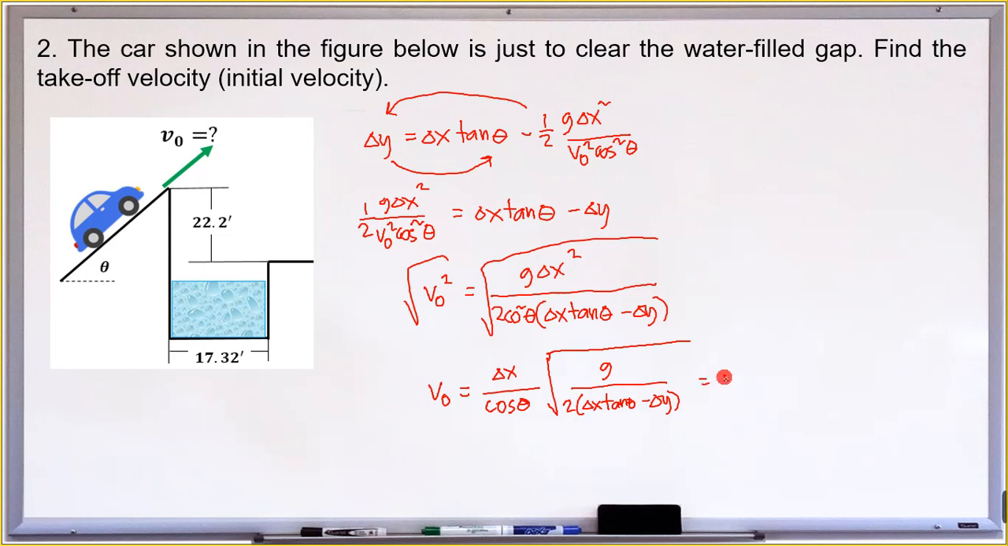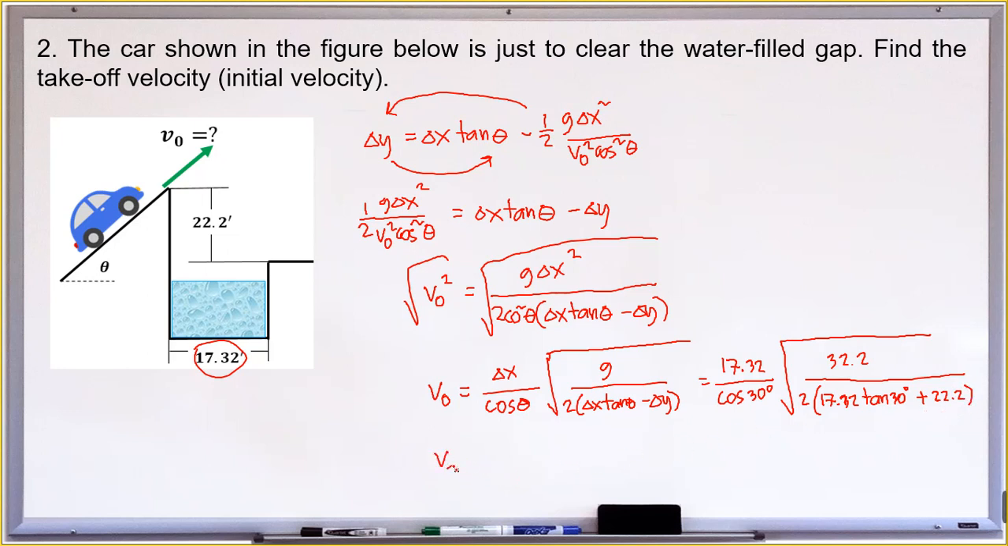Okay, so let's plug in the values. Our delta x is equal to this, so we have 17.32 all over cosine of 30 degrees, and then the square root. The acceleration due to gravity g is 32.2, divided by 2 times the displacement, positive 17.32, times tangent of 30, minus our delta y here, which is negative, so minus negative 3 becomes positive, so plus 22.2.